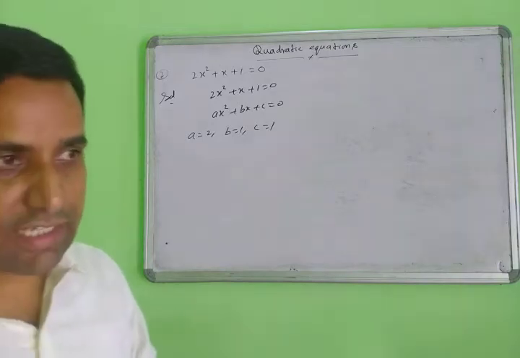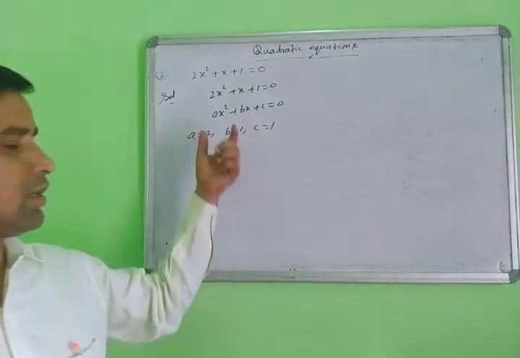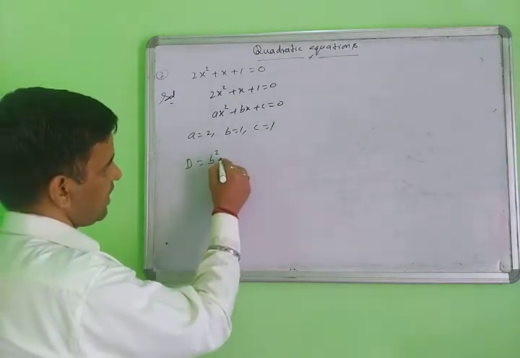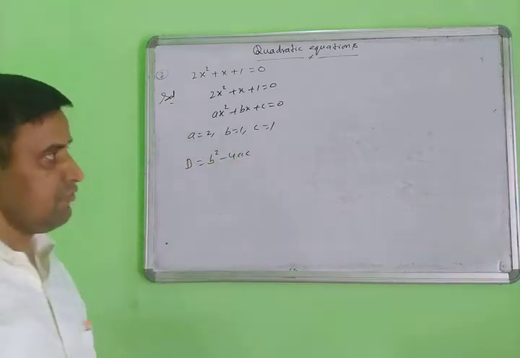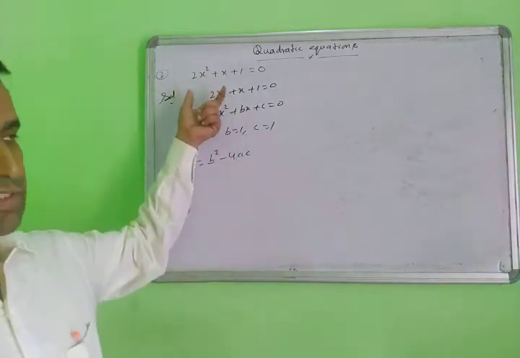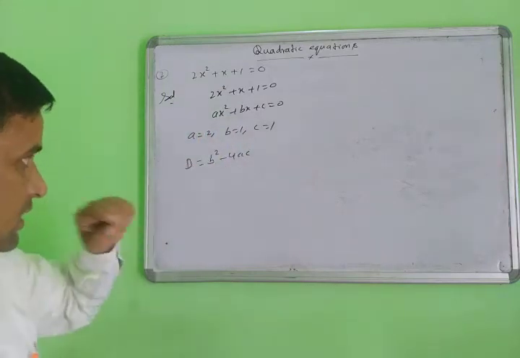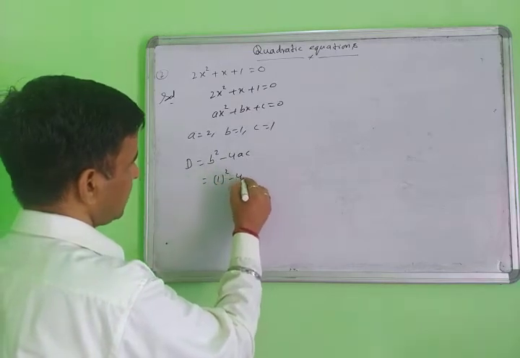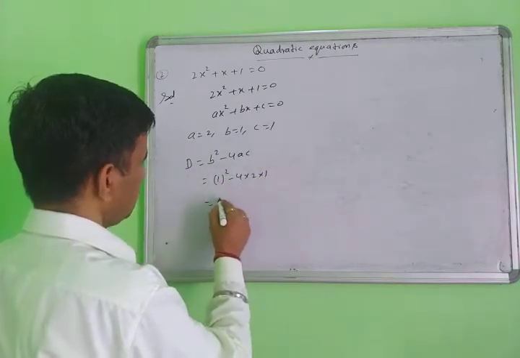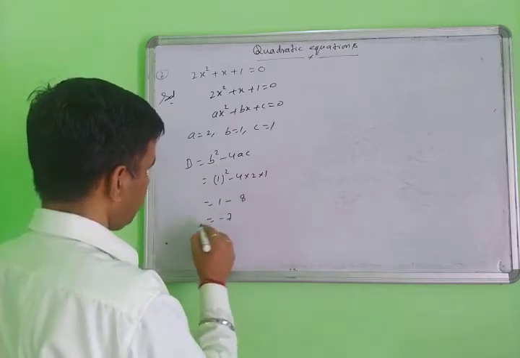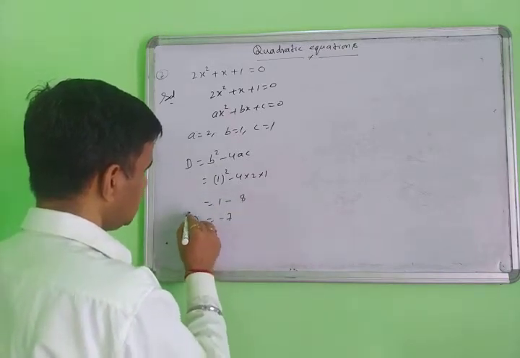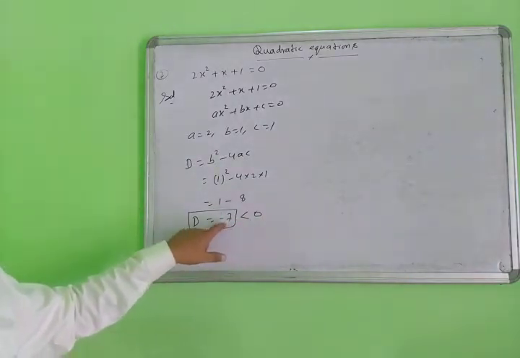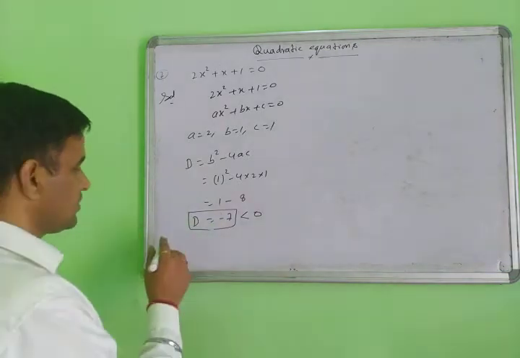After that, you will check whether this equation has real roots or imaginary roots. First, we will check with the help of the discriminant, b square minus 4ac. Putting the values here: 1 square minus 4 into 2 into 1. 1 minus 8, this is minus 7. The value of D is less than 0. This is the condition of less than 0, a negative value. You can say the given equation has imaginary roots.